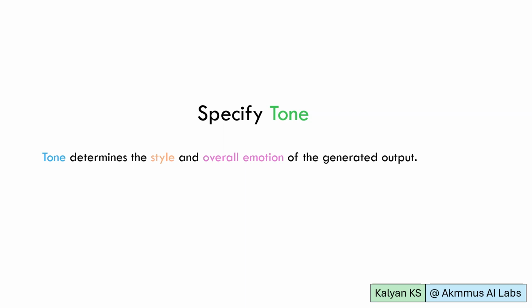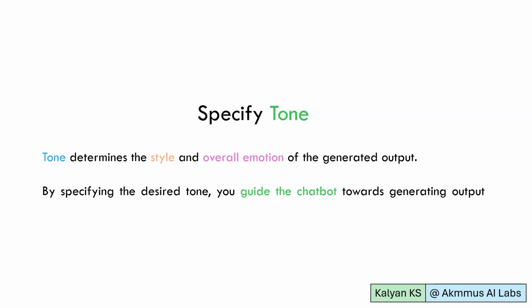The sixth tip is specify tone. Tone determines the style and overall emotion of the generated output. By specifying the desired tone, you guide the chatbot towards generating output that aligns with your desired style and emotional impact.